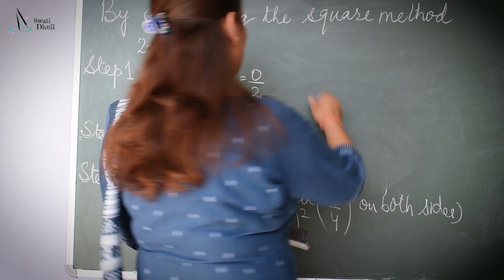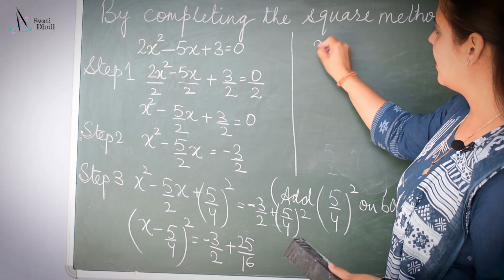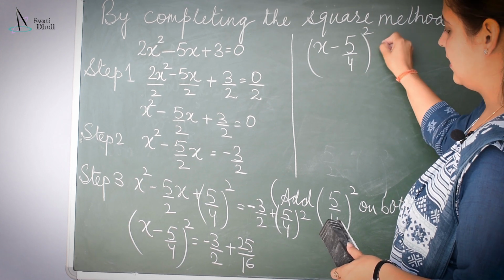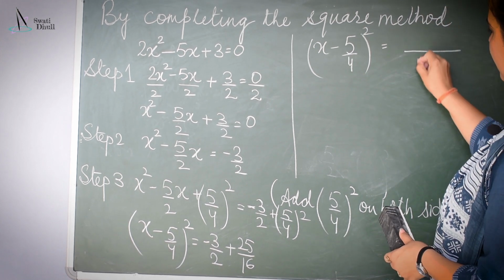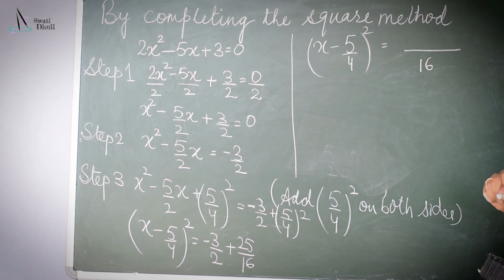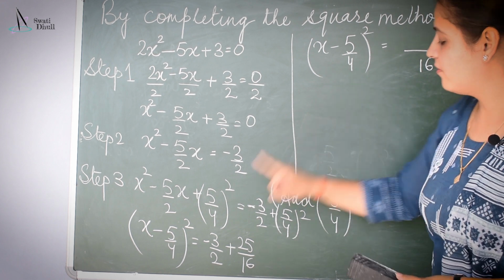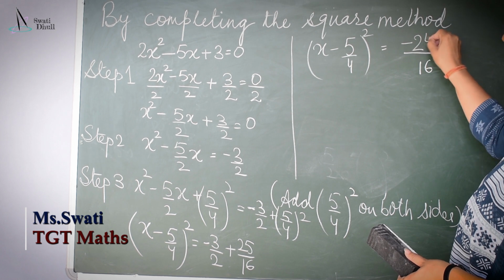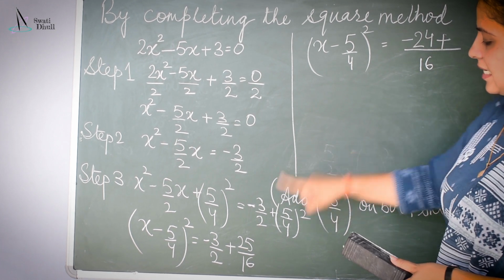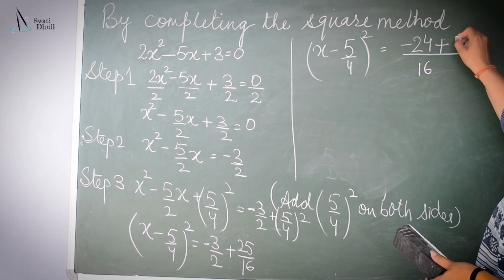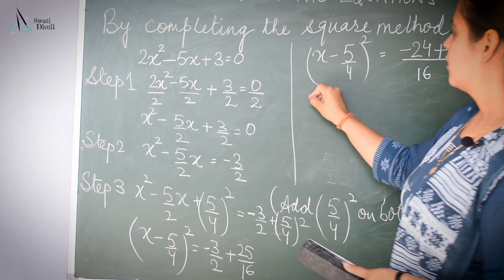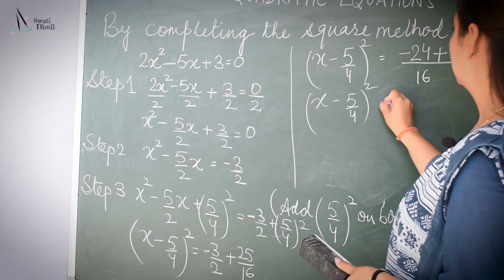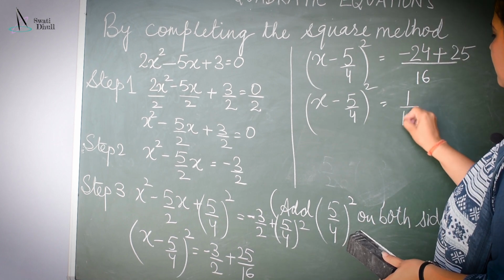Now you need to solve the right hand side. x minus 5 by 4 whole square is equal to, take the LCM. The LCM of 2 and 16 is 16. So 16 divided by 2 is 8. So 8 into minus 3 is minus 24. Plus 16 divided by 16 is 1. So 1 into 25 is 25. So x minus 5 by 4 whole square is equal to 1 by 16.